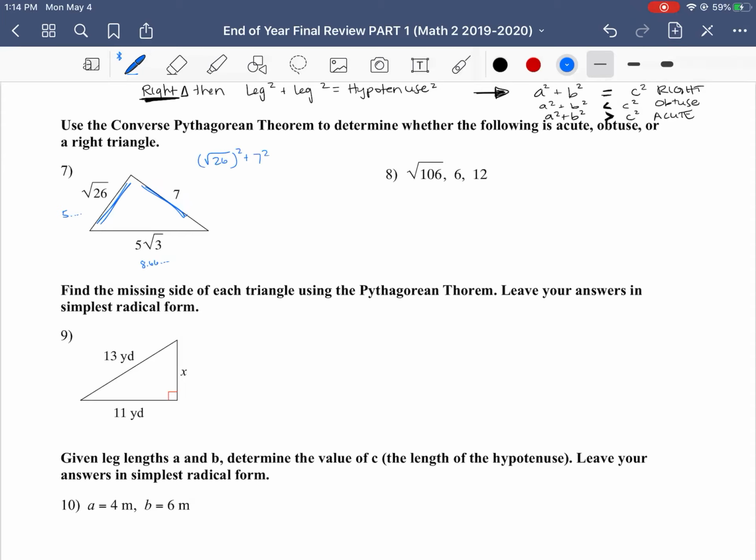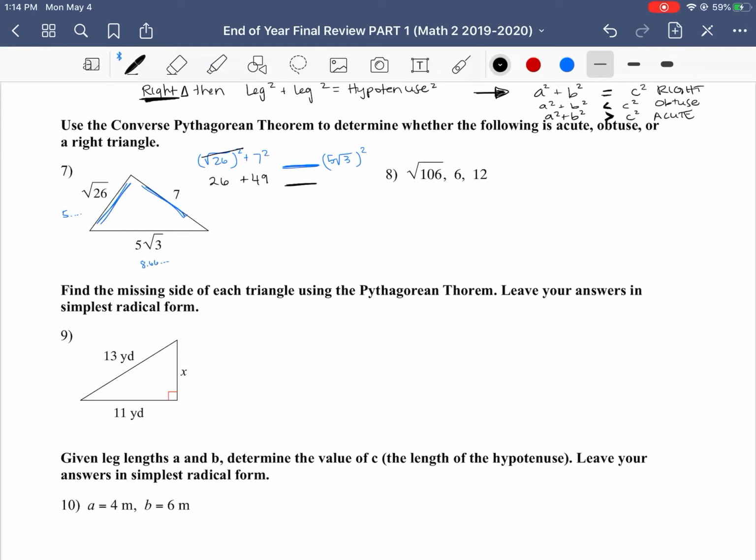Square root of 26 squared plus 7 squared, and then we're not sure if it's equal to or greater than or less than this longer side over here. And again, we're squaring, oh, sorry, so many parentheses there. I'll try not to confuse you. We take this side and square it, okay? And again, you could just plug it into your calculator if you'd like to. Remember, a squared and a square root cancel, so that's like 26 plus 7 squared is 49.